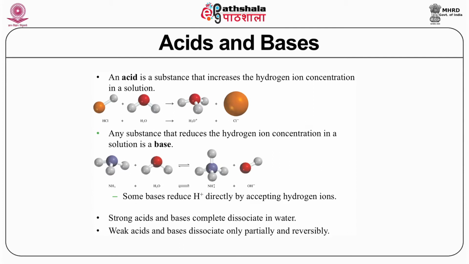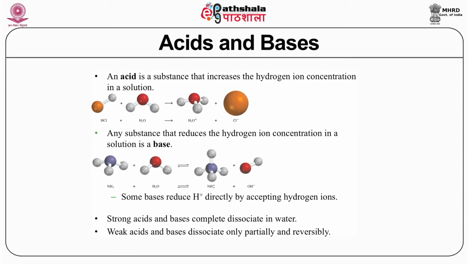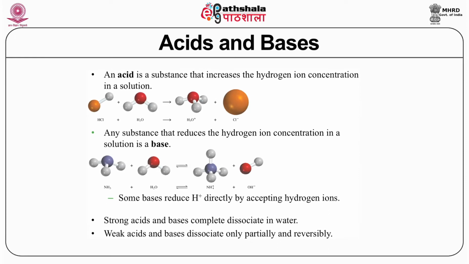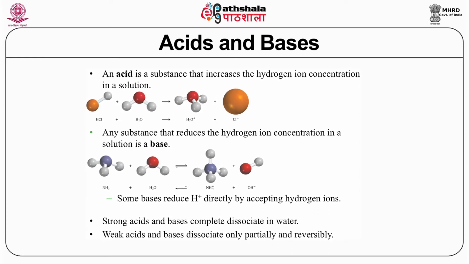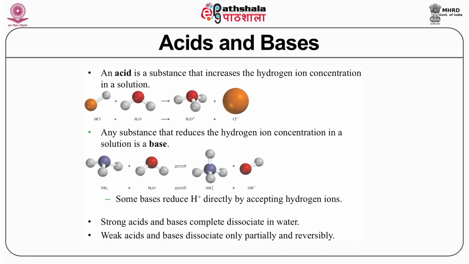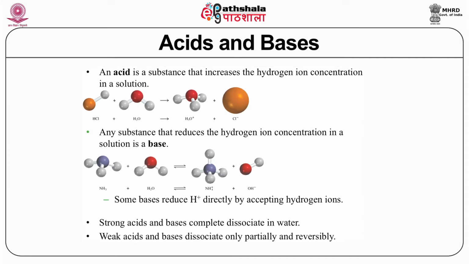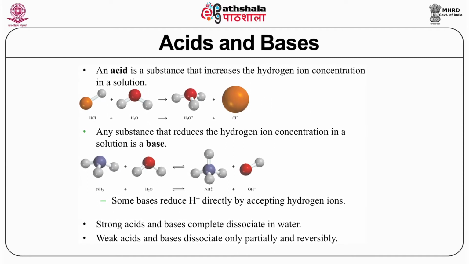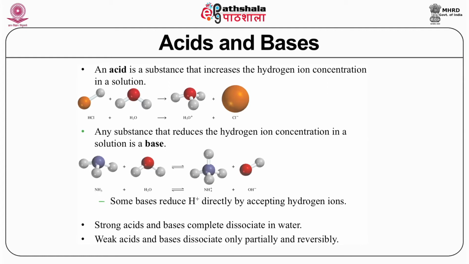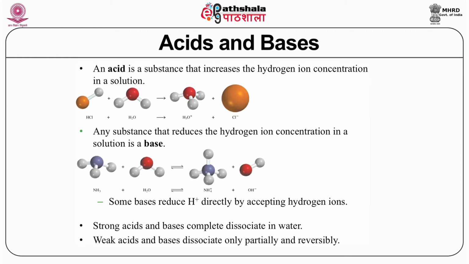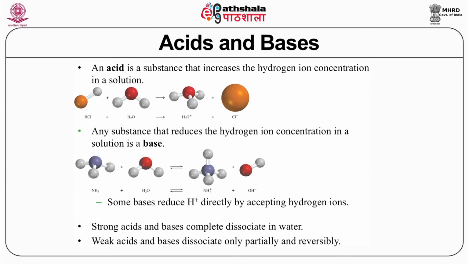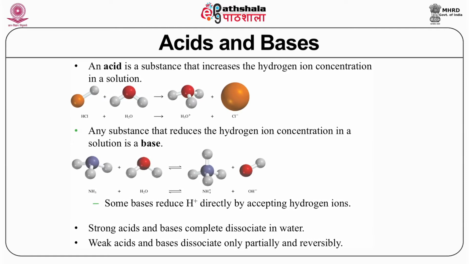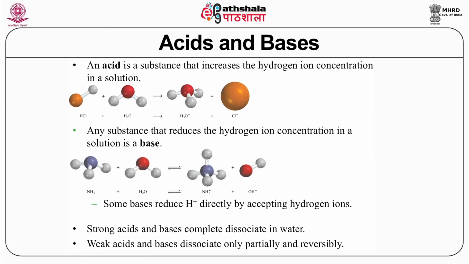So an acid could be a weak acid or a strong acid. A strong acid is one that completely dissociates in water. Like HCl: when you add it to water, it completely dissociates into hydrogen and chloride. Whereas a weak acid partially dissociates, and an equilibrium is generated between the dissociated and undissociated forms. So the acid can be weak or strong. Similarly, a base can be strong or weak.